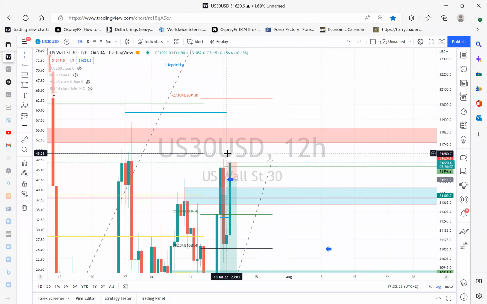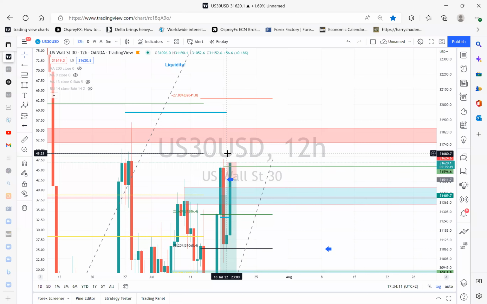I agree with Des. This is Ken, by the way. I think it's going to create some engineered liquidity where that wick is, and then fall back down before going back up.